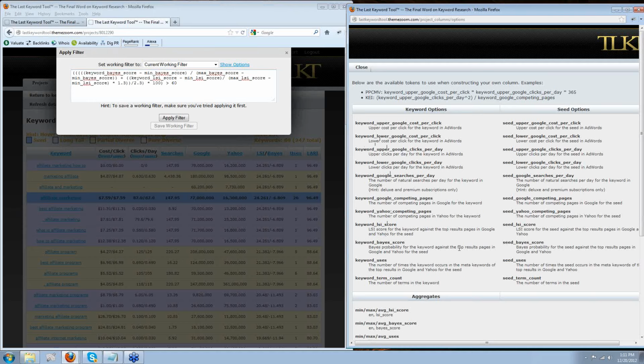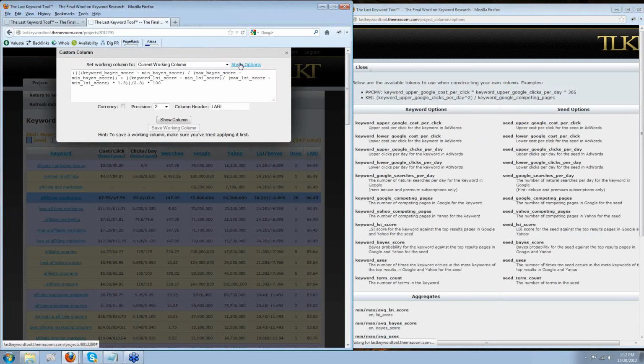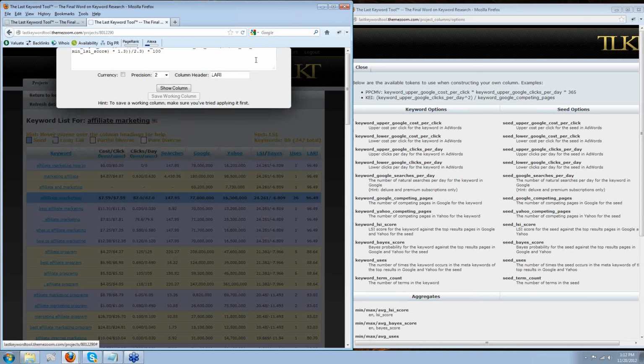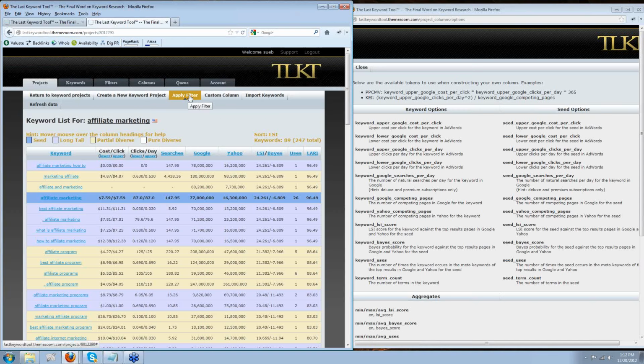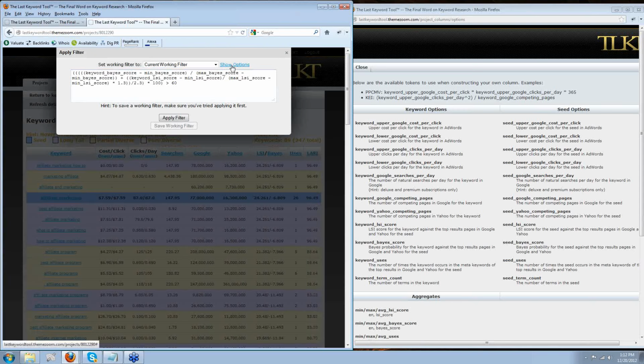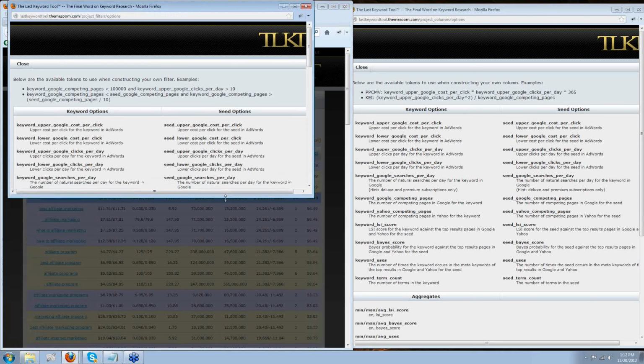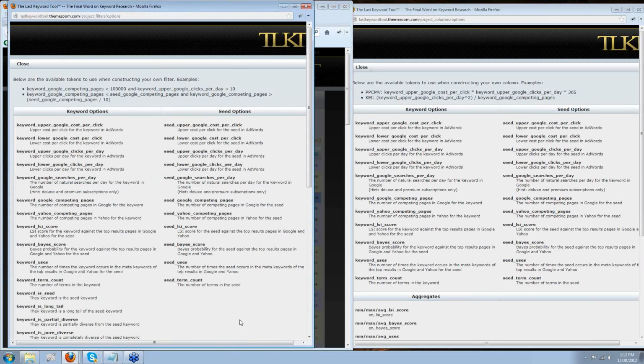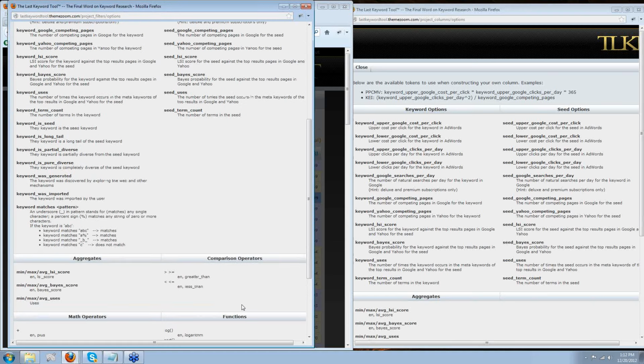Let's see if we can find a definition for minimum Bayes score here. That might be over in the other. Keyword Bayes score. I don't see minimum Bayes score there. Fascinating. Let me just see if it's over on the other side. Project columns. Oh, that's unhelpful.